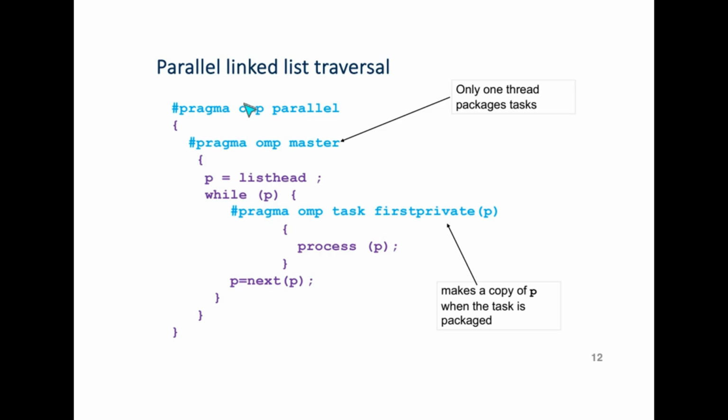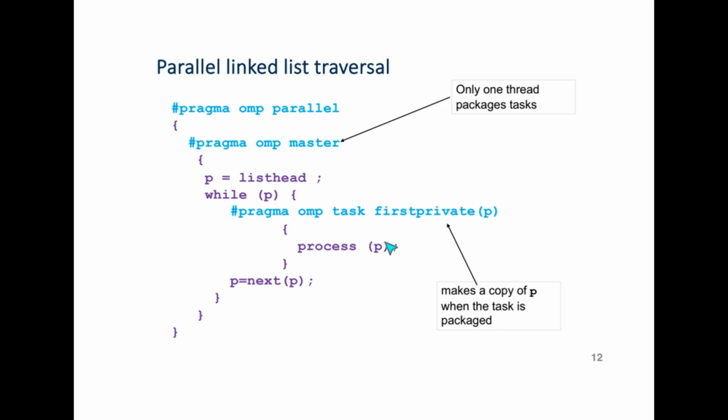So again, what I'm going to do is use this parallel master pattern idea. Create a parallel region, then the master thread is the one that's going to traverse the list, and for every item in the list, the process function is going to be wrapped up in a task. That's very straightforward. The conceptually slightly tricky thing here is what happens to P.